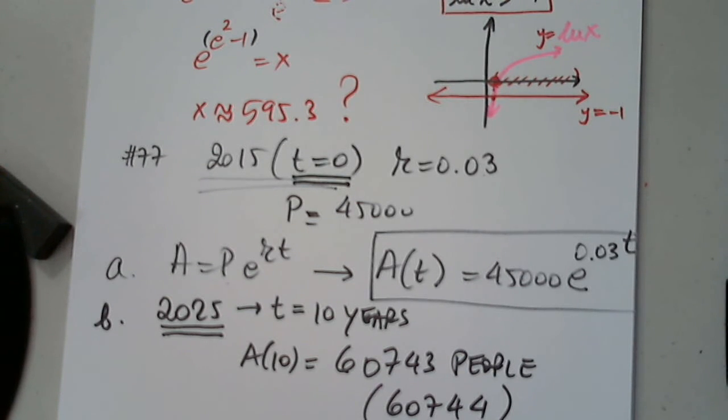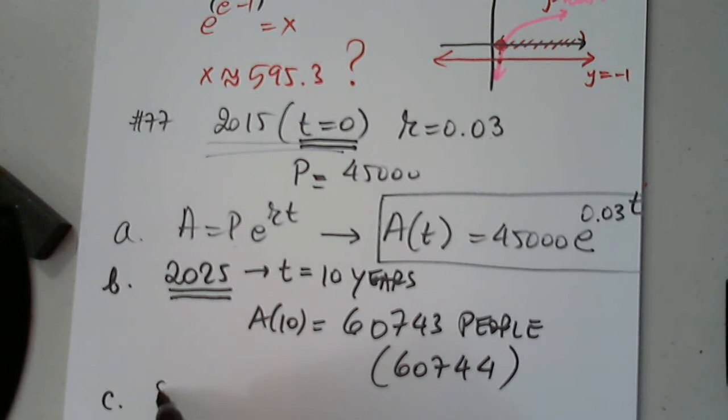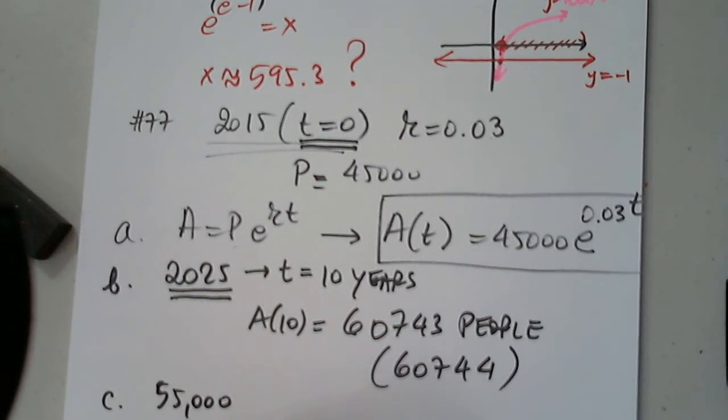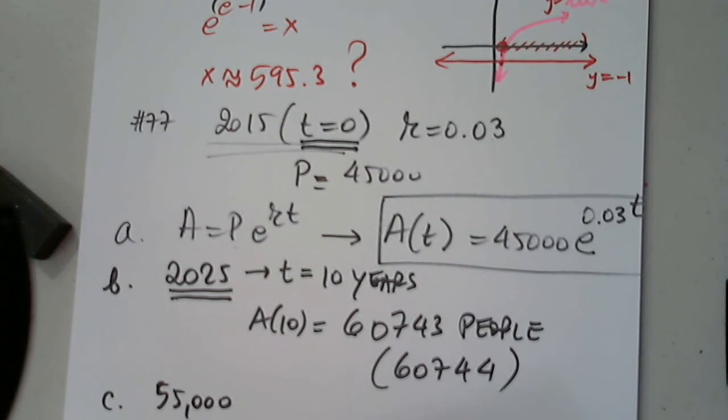Okay. When will the population reach 55,000? Part C. And then when will the population double in size? Okay. So it says when will the population be 55,000? And for D, double in size.